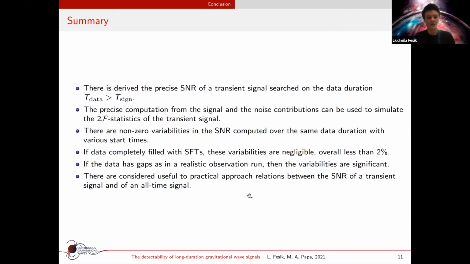So in the next talk, I will continue considering the 2F statistic, but applying the template search. For this talk, if you have any questions, don't hesitate to ask me. Thank you for your attention.